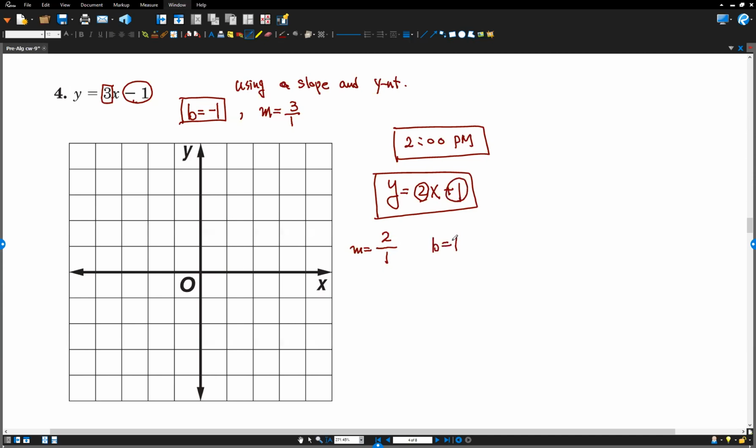The y-intercept is the starting point. So to graph, where is our starting point? When x equals 0, y equals 1. That's why we say y-intercept. This is our starting point.